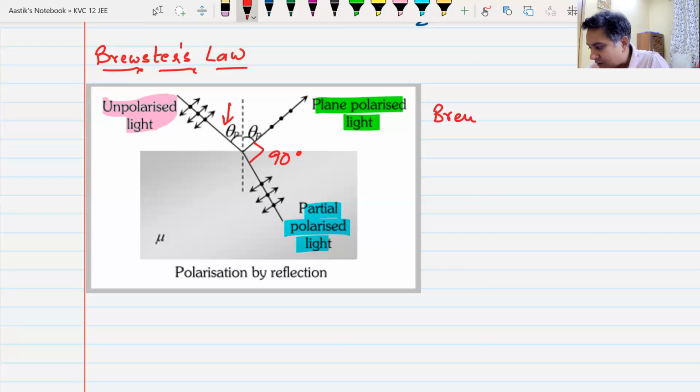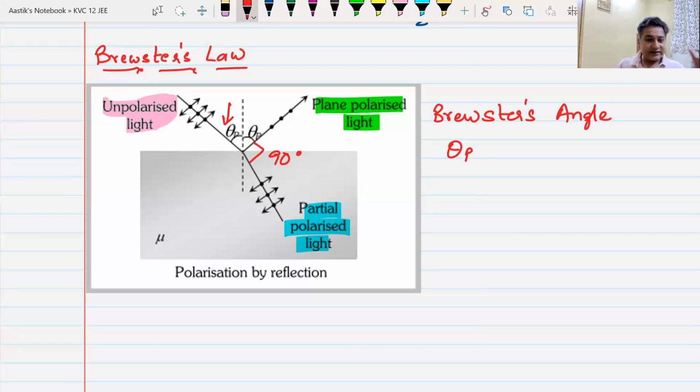what happens at a particular angle of incidence, the Brewster angle, is the reflected light that you have is completely polarized. So if I call this angle theta p, Brewster angle is written as theta p. At this angle theta p, when the angle of incidence is theta p, the reflected light is completely polarized, whereas the refracted light is always partly polarized.